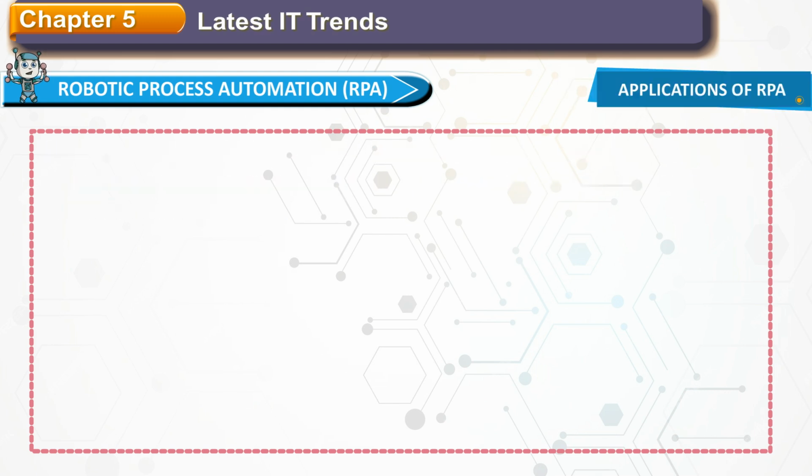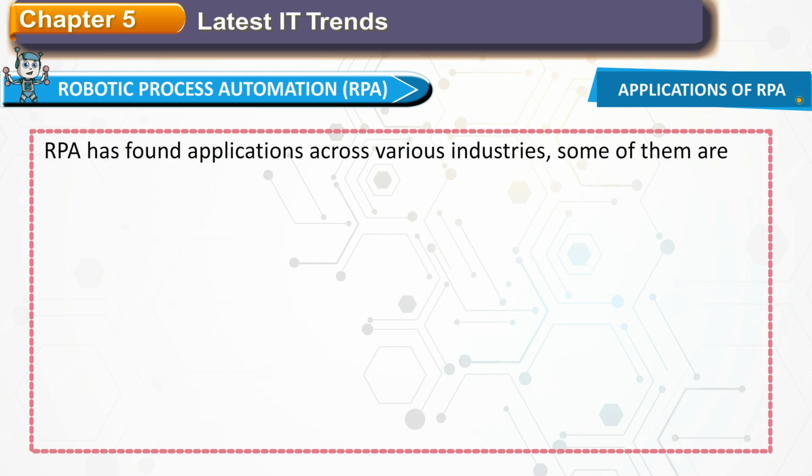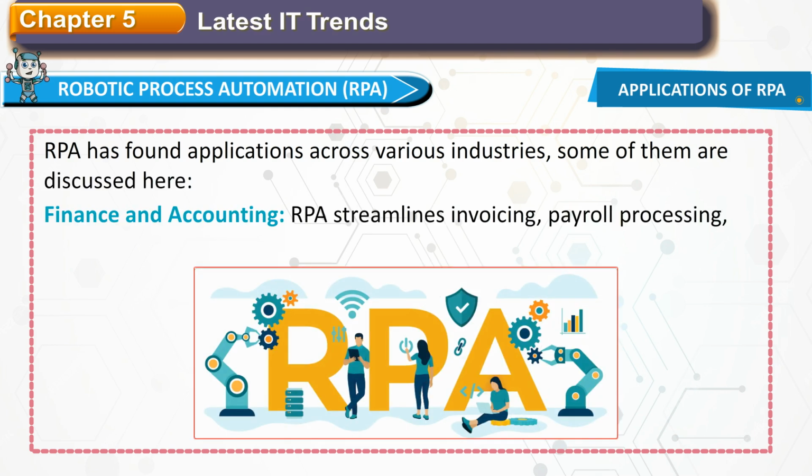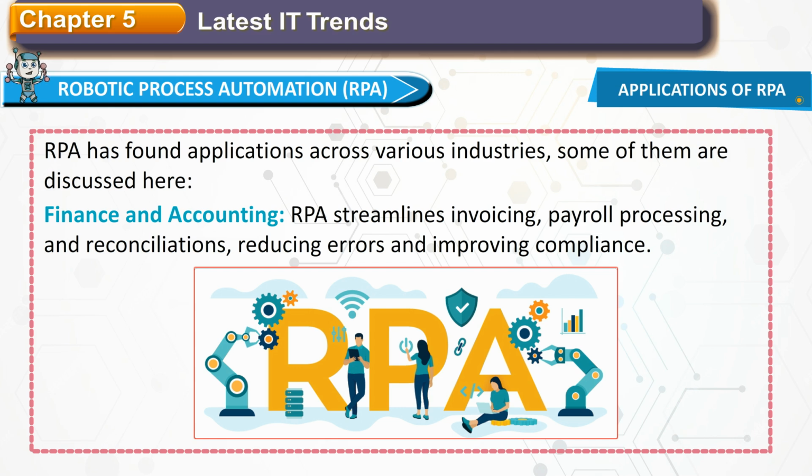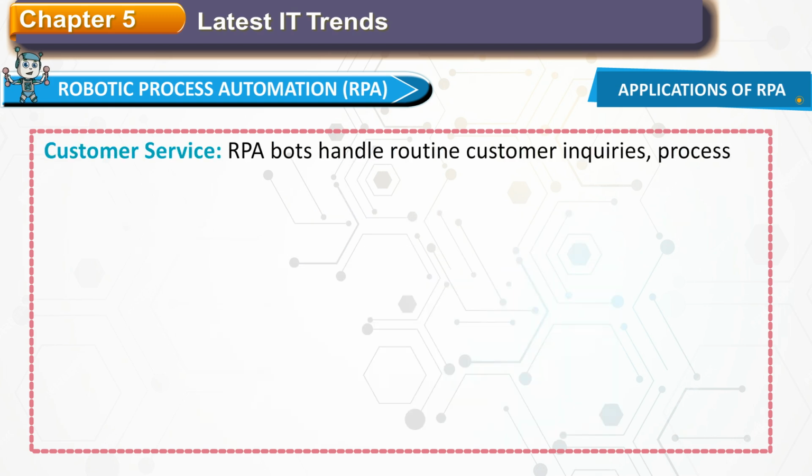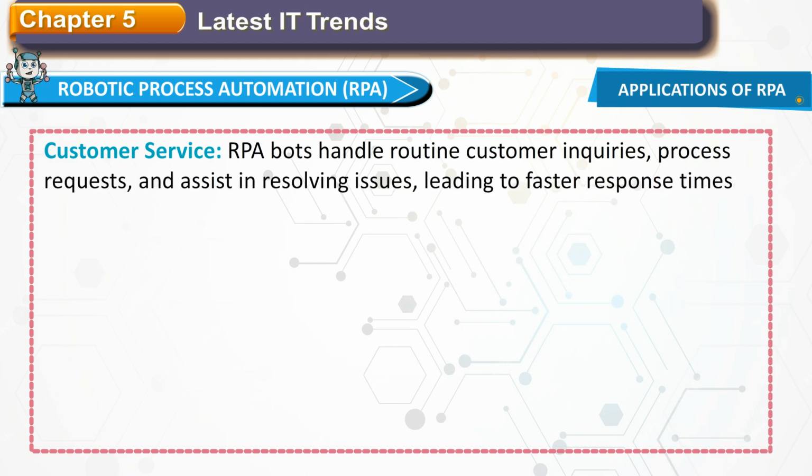Applications of RPA. RPA has found applications across various industries. Some of them are discussed here. Finance and accounting. RPA streamlines invoicing, payroll processing, and reconciliations, reducing errors and improving compliance. Customer service. RPA bots handle routine customer inquiries, process requests, and assist in resolving issues, leading to faster response times and improved customer satisfaction.